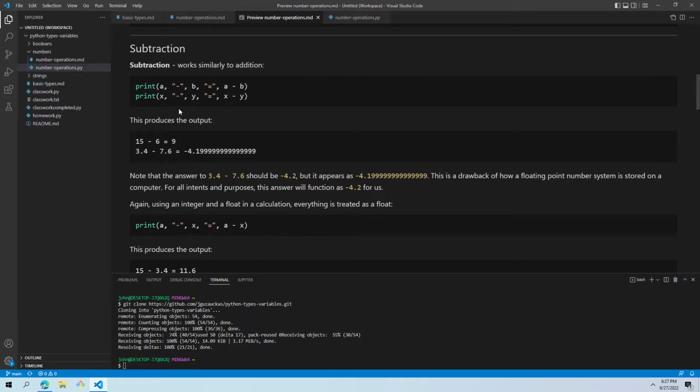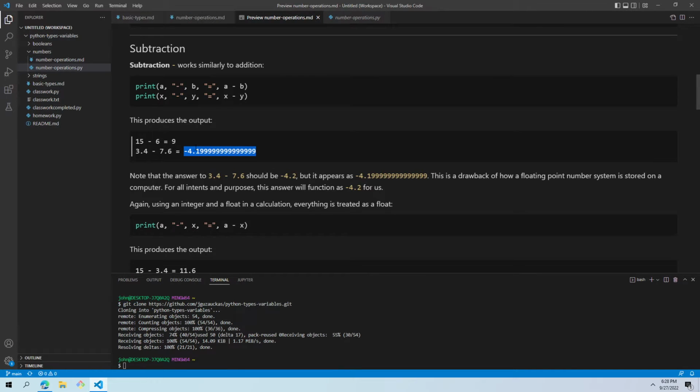Subtraction is also similar, but we notice something odd here. 3.4 minus 7.6 is supposed to be negative 4.2, but we get this really long answer. And this is a problem with floating point number storage. We have a finite number of ways we can store a decimal number on a computer, and so we can't keep track of every one of them. And unfortunately, sometimes nice decimals like negative 4.2 aren't a part of the list that we can store. So we instead have the closest thing to it, which is negative 4.1999, and these nines continue.